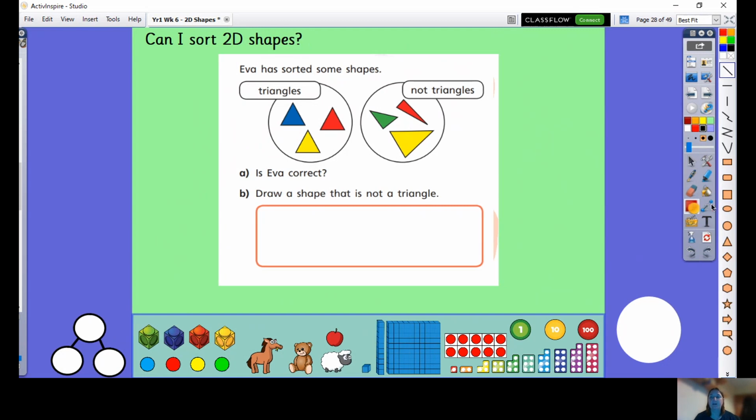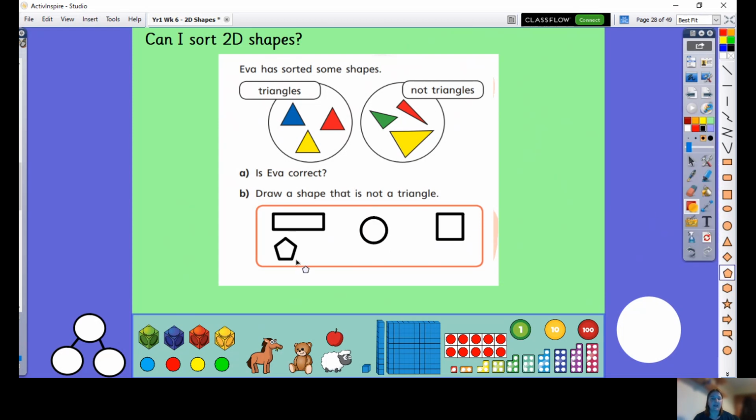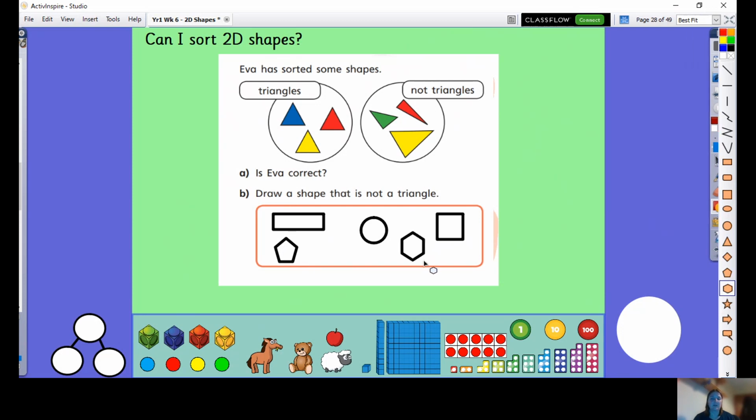Well, she could have had a rectangle. She could have had a square. She could have had a circle. She could have had a pentagon. She could have had a hexagon. So any of those shapes she could have had in that one.